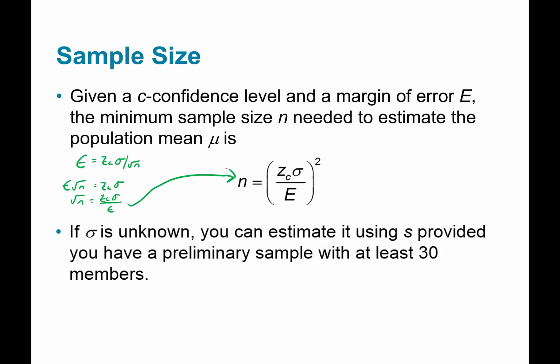So again, if you don't want to memorize another formula, just memorize the formula for E, as long as you're comfortable and know the algebra behind it. But if not, you can just memorize this formula. If sigma is unknown, so maybe you don't know the population standard deviation, then you can estimate the sample size using your sample standard deviation S, as long as you have a preliminary sample with at least 30 members. That'll give you a rough ballpark estimate of how big your sample needs to be.